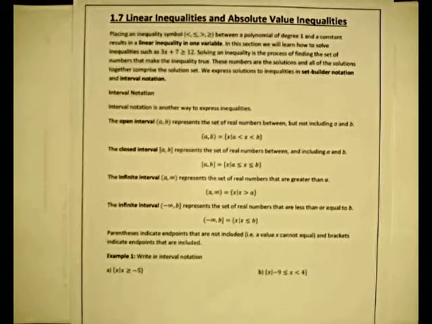In this section, our main topics will be solving linear inequalities and also solving absolute value inequalities. Placing an inequality symbol between a polynomial of degree 1 and a constant results in a linear inequality in one variable. So in this section we'll be looking at solving things like 3x + 7 ≥ 12.